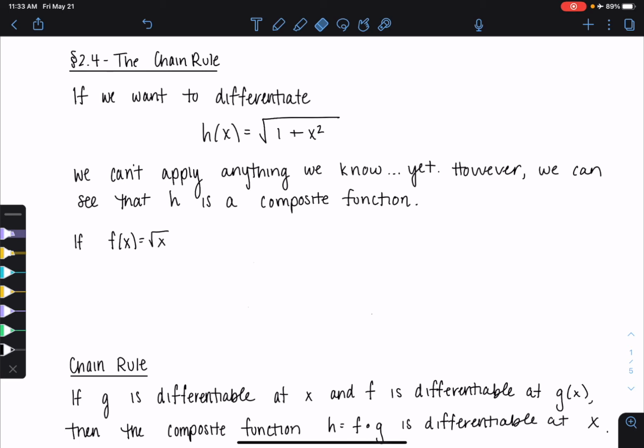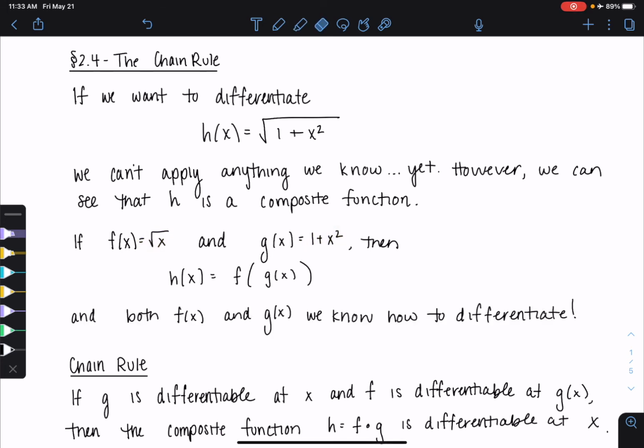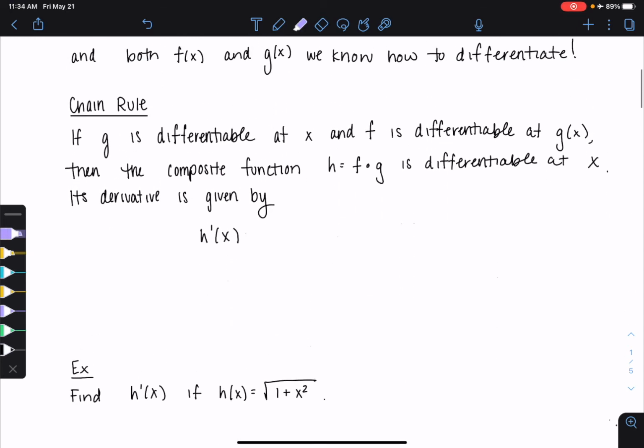So if I let f of x be that square root function, g of x be 1 plus x squared, then this function h can be written as the square root evaluated at 1 plus x squared. And on their own, we know how to work with these functions. We can differentiate both separately. So we're going to utilize that process to help us find the derivative of this composite function. This is what the chain rule tells us.